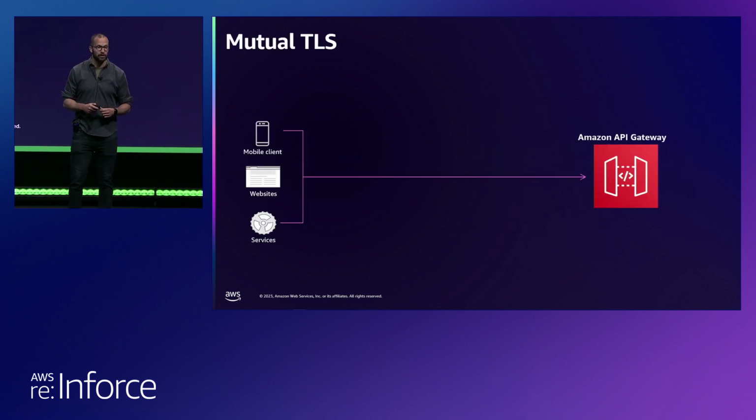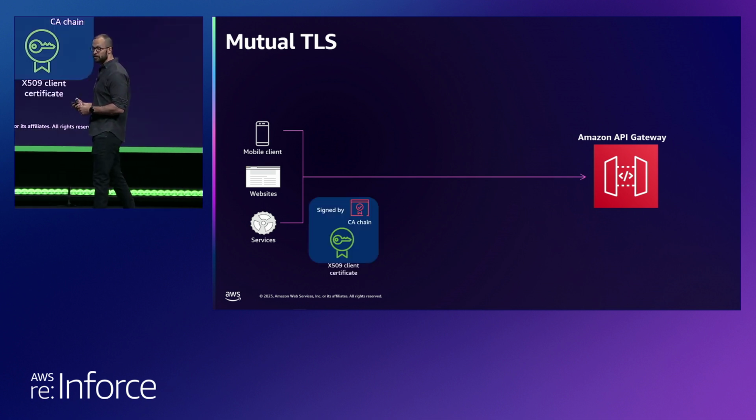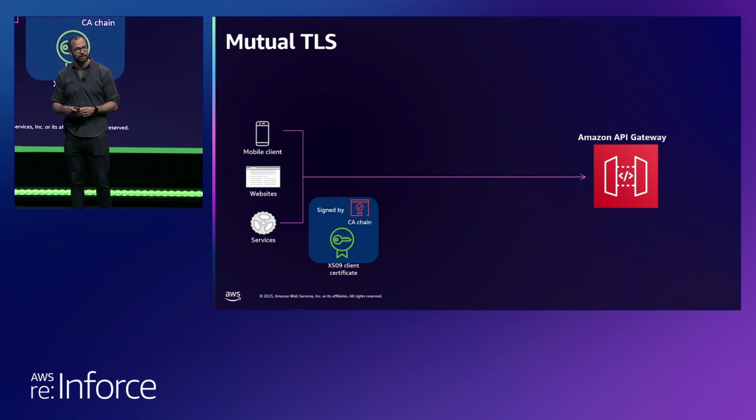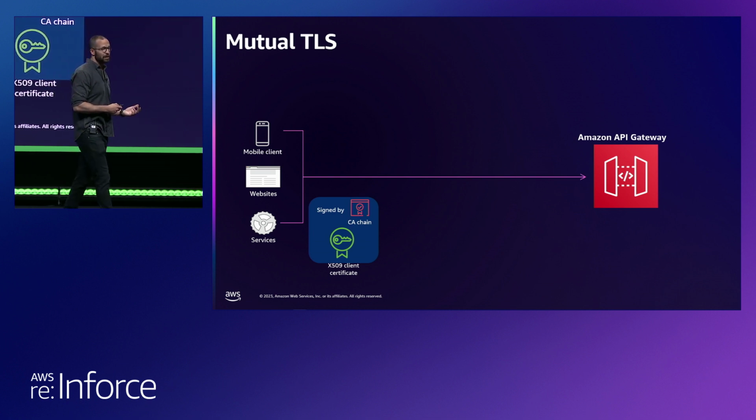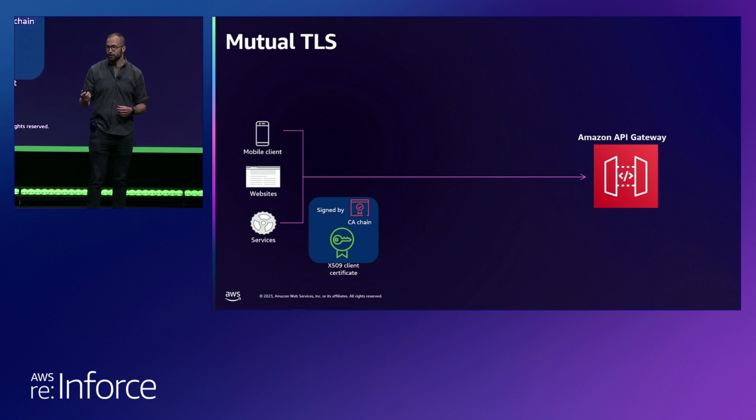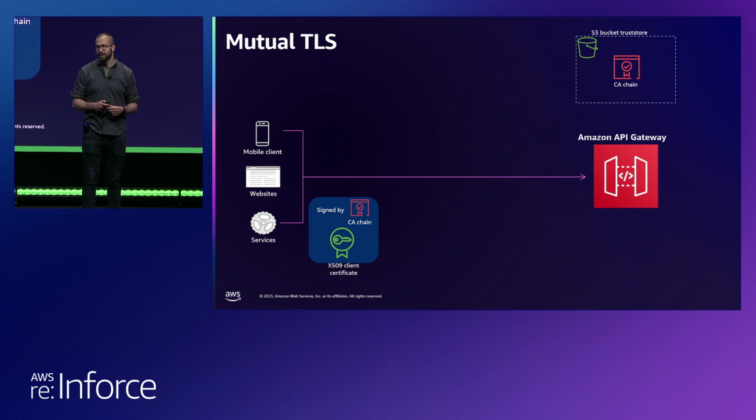So let's start with mutual TLS. Mutual TLS allows us to deploy an X509 certificate on the client and use that to authenticate the client when it's connecting to our API. That certificate would be signed by some certificate authority, so we need to provide that certificate authority to our API Gateway.